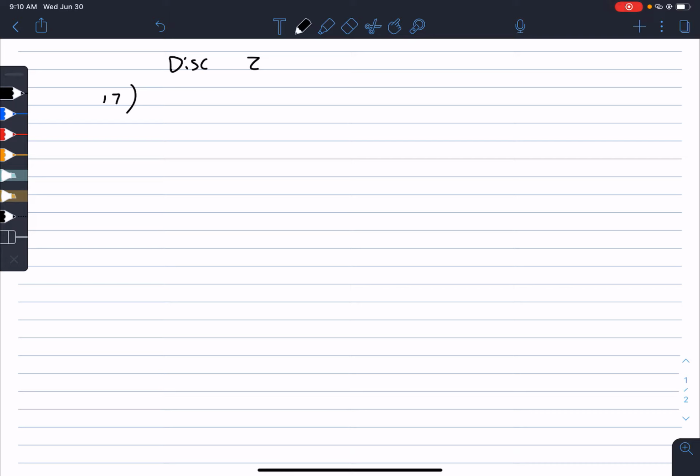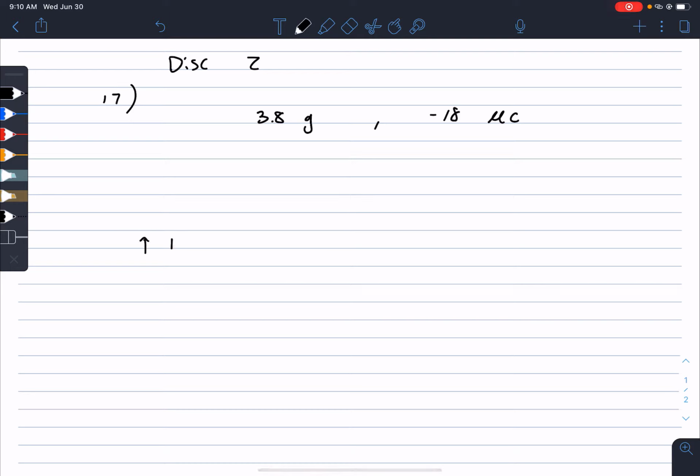Okay, so discussion 2. Now we're looking at problem 17 from the book, where we have a small object, 3.8 grams, and with a charge of negative 18 microcoulombs, suspended motionless above the ground when immersed in a uniform electric field perpendicular to the ground. What is the magnitude and the direction of the electric field?